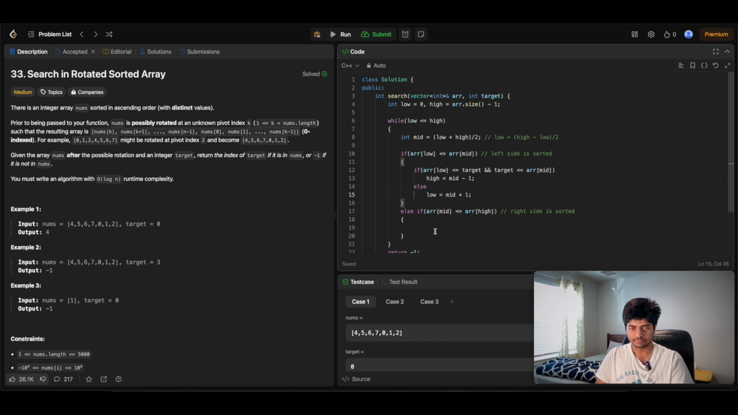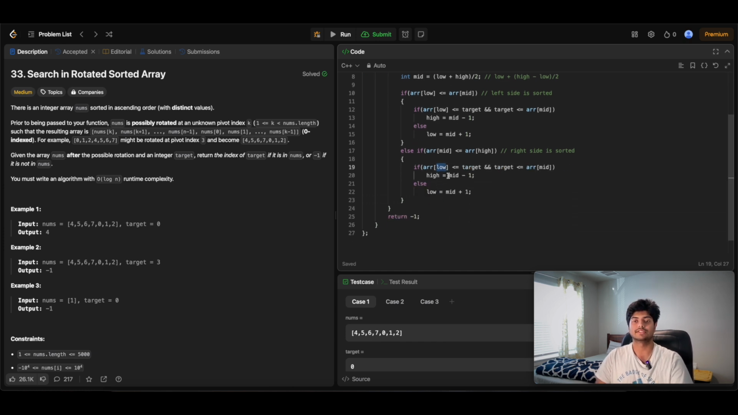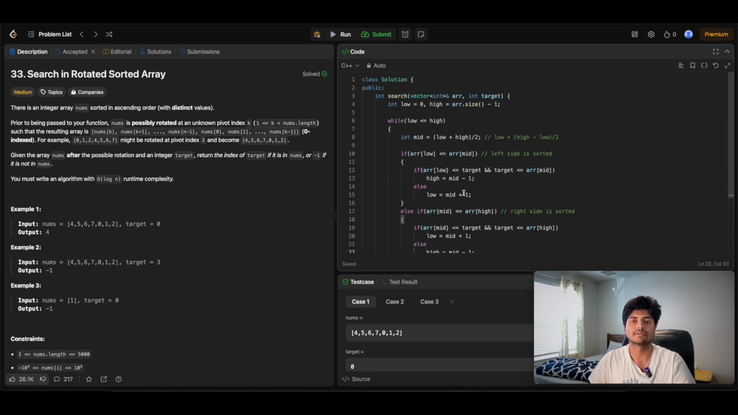Similar thing here. In fact, I'm going to copy this. All we do is change a couple of the names. Same thing, but instead we're looking at the mid to high range. That's what really changes. And in this case, we're going to move the low forward, because if you want to look at that right side range, we want to move our low pointer forward. And then the opposite here, mid minus 1. Let's just run these test cases.